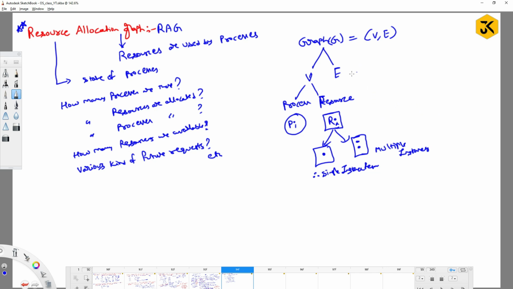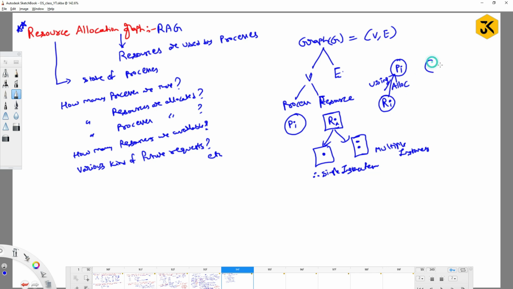Coming to the edges, basically edges are represented between the vertices. For example, if this is a vertex Pi and there is a resource Ri, and the edge goes from Ri to Pi, then process Pi is using the resource Ri. That is the meaning of it. Or process Pi is allocated the resource Ri. This is the meaning of it.